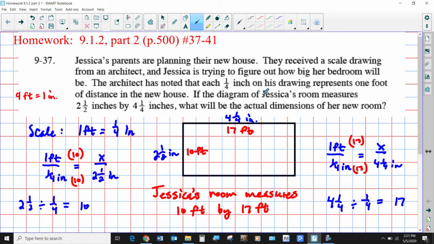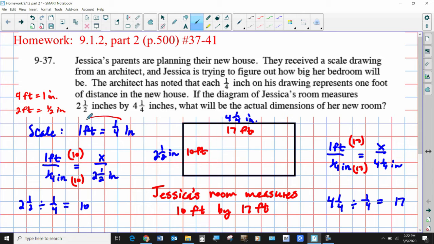So if the diagram of Jessica's room measures 2.5 inches by 4.5 inches, what will the actual dimensions of the room be? Okay, so maybe I will stick with this and say there are 4 quarters in every 1 foot, correct? And so we could say that 2 feet is the same as 1/2 of an inch, correct? So you double that, you double this: 1/4 of an inch doubled is 1/2 of an inch. So how many halves could you fit into 2.5? I think there's 2, 4, there's 5 of them. So you could take 5 times 2, and that's going to give you your measurement there.